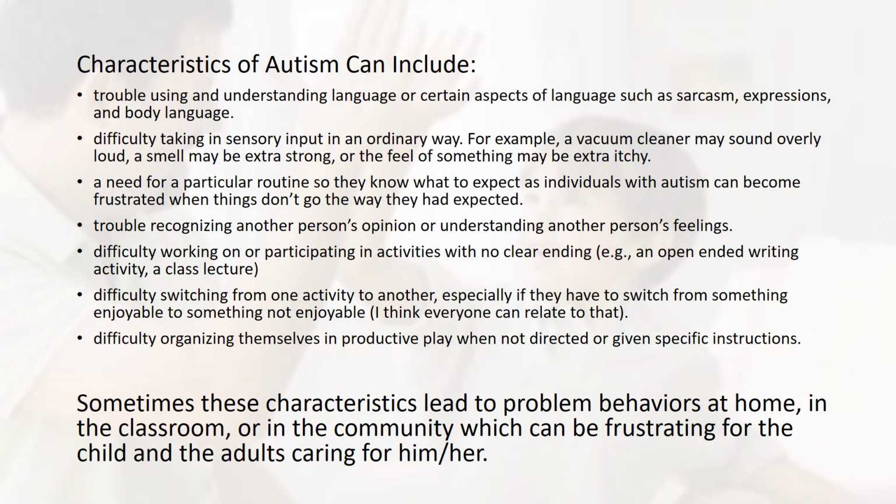Characteristics of autism can include trouble using and understanding language or certain aspects of language, such as sarcasm, expressions, and body language. Difficulty taking in sensory input in an ordinary way. For example, a vacuum cleaner may sound overly loud, a smell may be extra strong, or the feel of something may be extra itchy. A need for a particular routine so they know what to expect, as individuals with autism can become frustrated when things don't go the way they had expected.